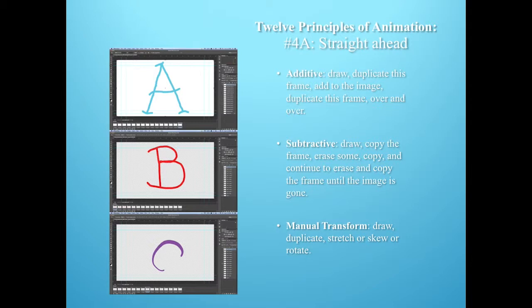Straight ahead animation, you've got additive, subtractive, and manual. Remember we did the additive animation, the subtractive animation, and the manual transform animation with the A, B, and C. And that was straight ahead, where we drew each frame and just adjusted each frame, or used the computer to do it automatically, essentially.